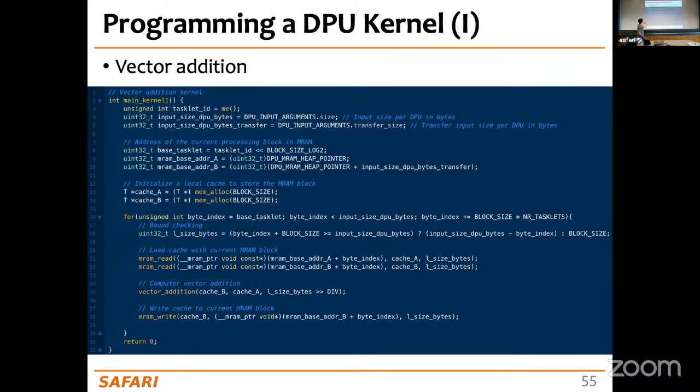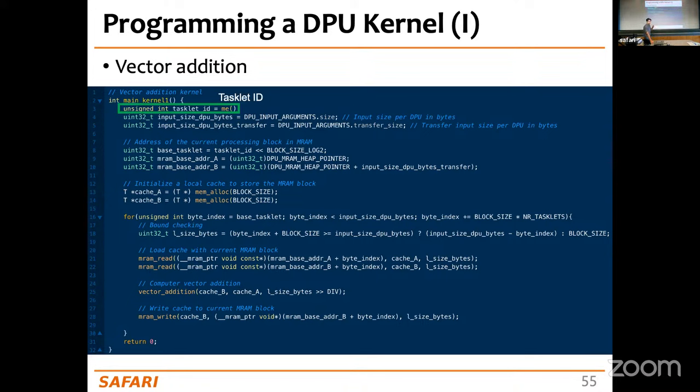You might see that it looks a little bit complex, or there are many lines there that probably you don't know yet why they are there. The actual vector addition is happening here, and it's actually in the next slide, but let's go first over each of the lines here, and you'll see that they are not so difficult to understand. First of all, we have the tasklet ID.